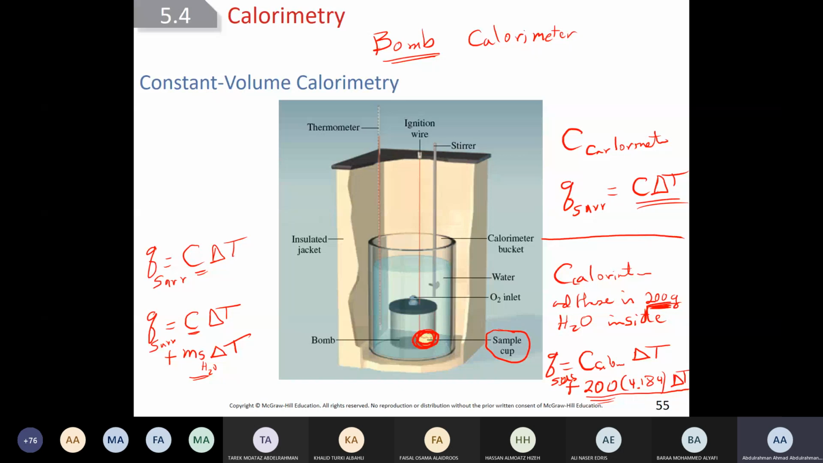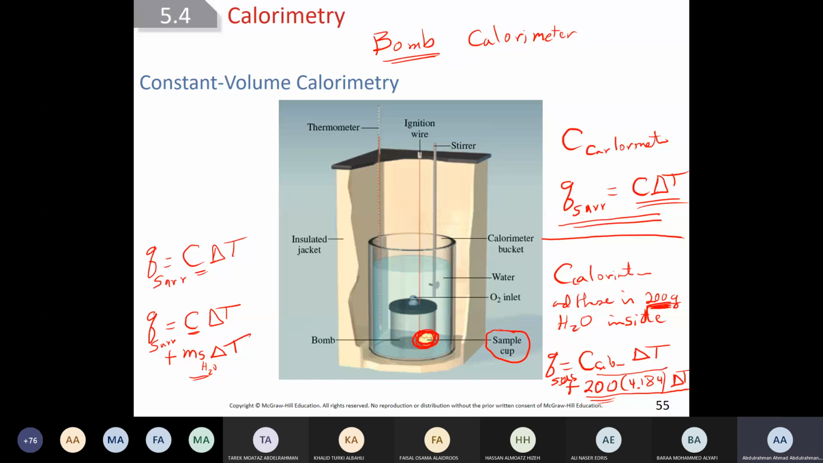the water, Q for water, and Q for calorimeter, and add them together. If I don't give you the mass of the water, then do it for just the surrounding, as if it is the calorimeter. This is including, in this case, the water.